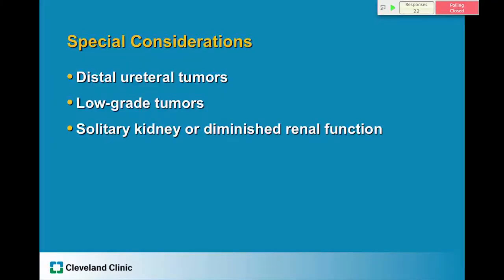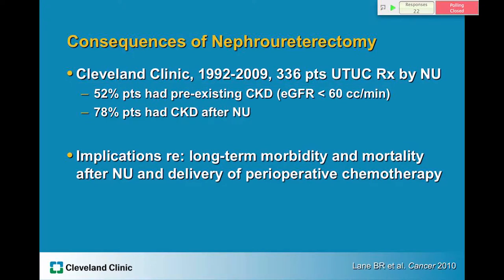So, special considerations: we'll talk about tumors in the distal ureter, low-grade tumors, as well as tumors in patients with solitary kidneys or diminished renal function. As I mentioned, there's a consequence of removing the kidney. At baseline, 50% of patients will have chronic kidney disease, and that increases to 78% of patients after NephroU. We know, mostly from the kidney cancer literature and the medical literature, that chronic kidney disease is associated with all-cause mortality and cardiovascular morbidity. But we definitely know that it has implications with respect to the delivery of perioperative chemotherapy.